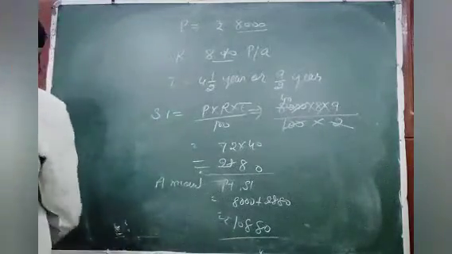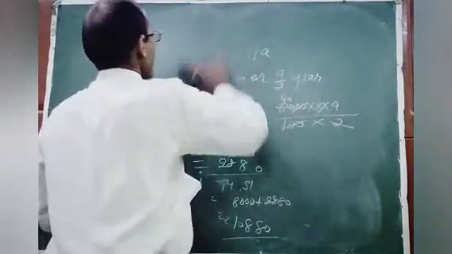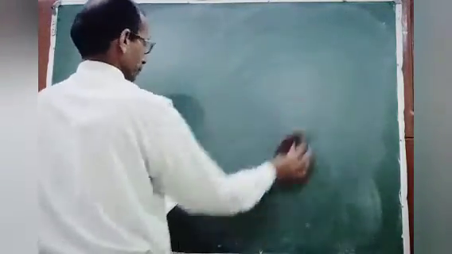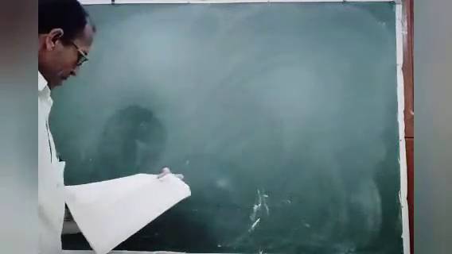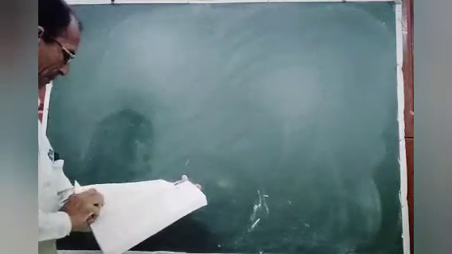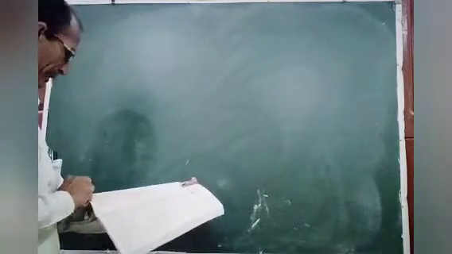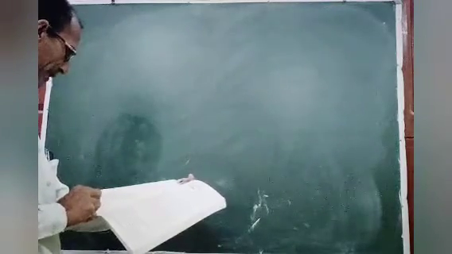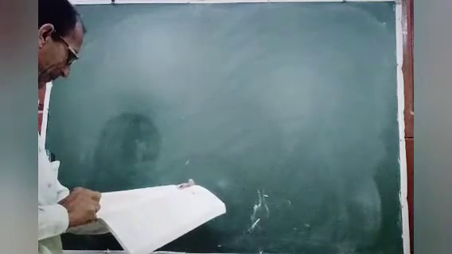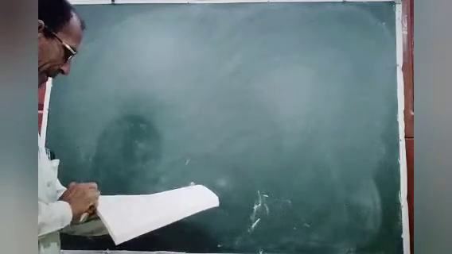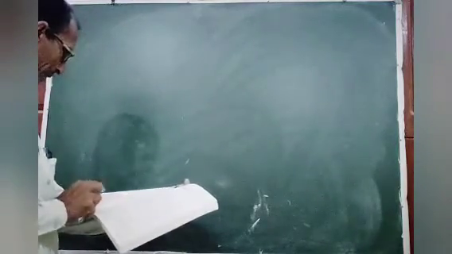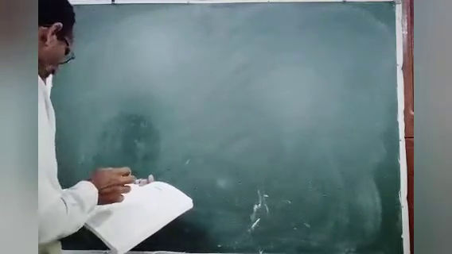Now, next question. Question number 9 is different. So, first question number 9. What principal will amount to rupees 20,800 in 2 years at a simple interest of 2% per annum? So, what principal? So, principal we have to find.